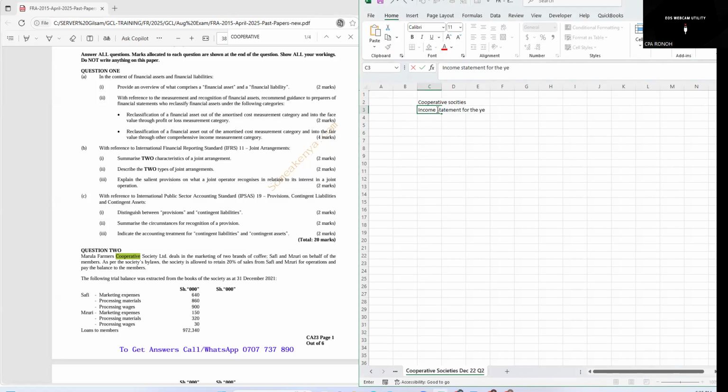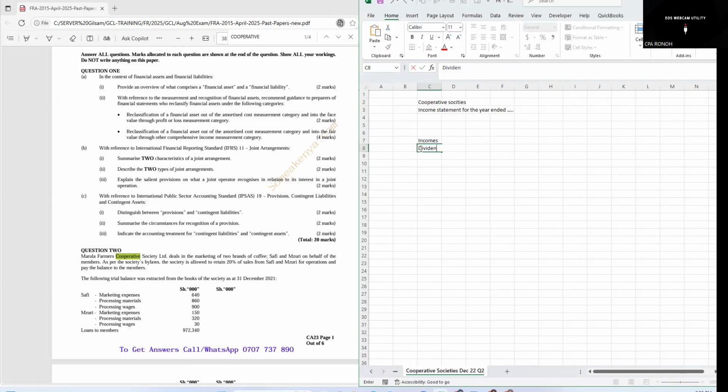for the year ended. So we don't know the year. So mostly for the cooperative societies, they just account for the incomes, either from the dividend from the members, and then they subtract the expenses. So they only have two sections: incomes, which the incomes can be dividend from the investments.